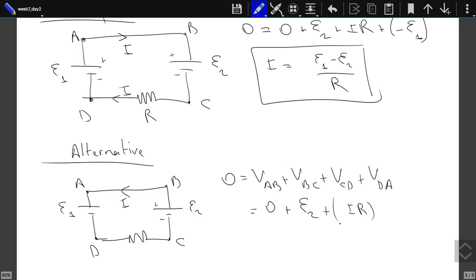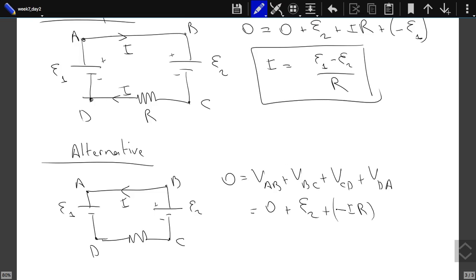So if I is positive, then D is at a larger potential than C. So from C to D, the potential is increasing. Since the potential is increasing from C to D, the potential drop should be negative if I is positive. So I is positive, I times R is positive. The potential drop as we go from C to D should be negative, so we have this minus sign, if I is positive. Now, if I is negative, that means the current is running in this direction.